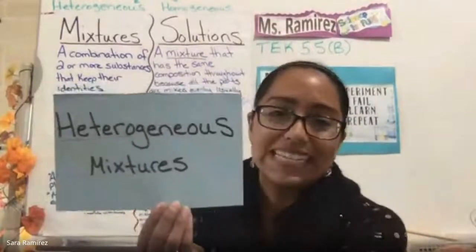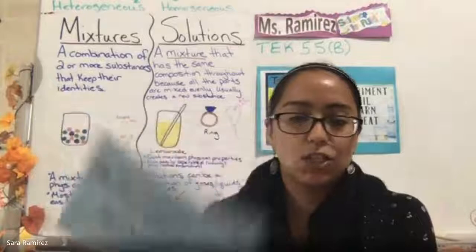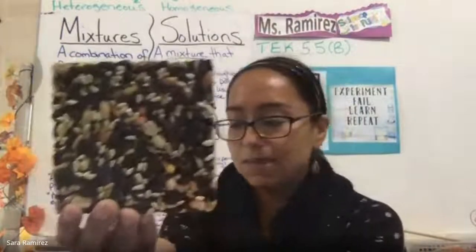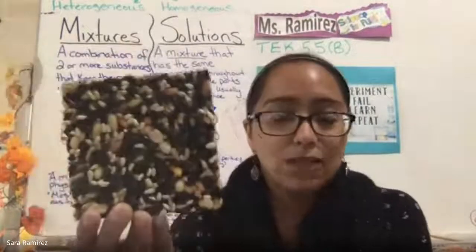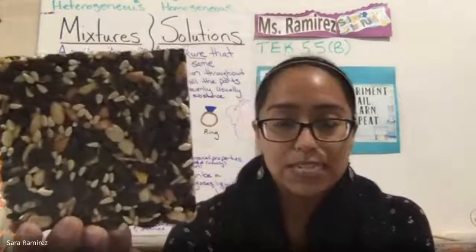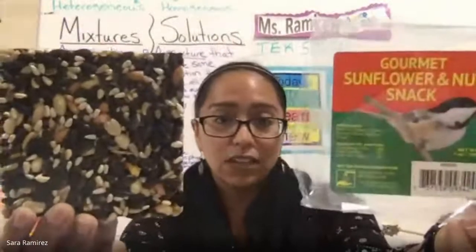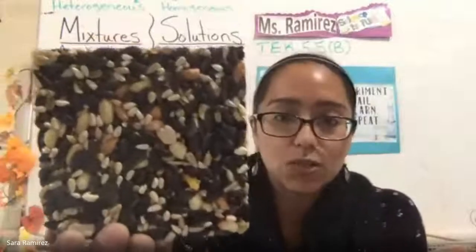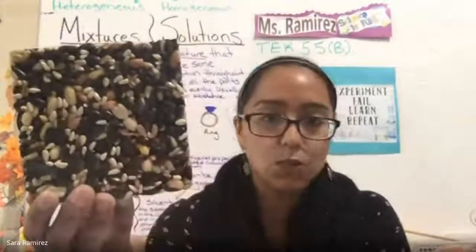Let's look at an example of a heterogeneous mixture. This is a seed treat. We have lots of birds out here, and this is an example of something that we would put outside for them to eat. You can clearly make out the individual seeds that make up this seed treat. And if I look on the package, I can tell that this seed treat is composed of peanuts, sunflower, and safflower seeds. And again, I can clearly make out those individual components.